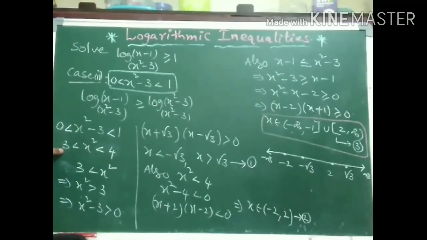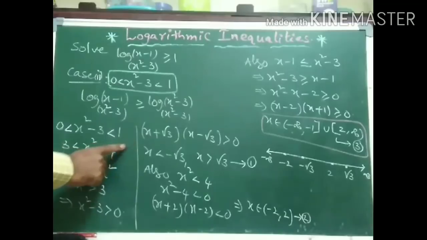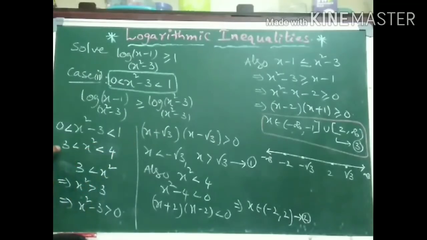Then 0 plus 3 is 3. After adding plus 3 here, minus 3 plus 3 gets cancelled, then remaining only x square, and 1 plus 3 is nothing but 4. So what we did here: we want only the x term, so first the constant term we want to remove. Since there is a minus 3, if you add plus 3, it can be cancelled. So adding 3 on all sides, now the condition we got is 3 less than x square less than 4.